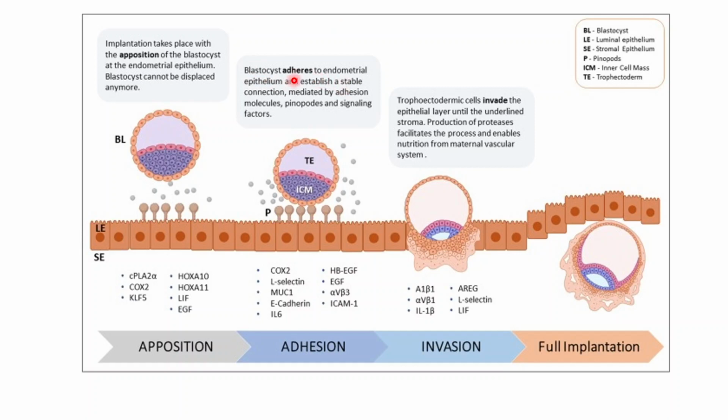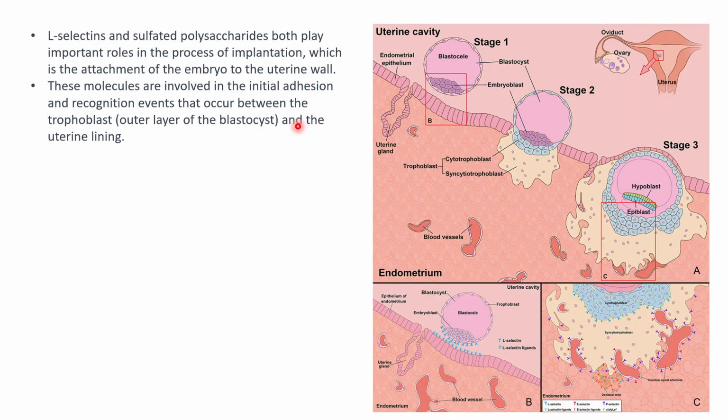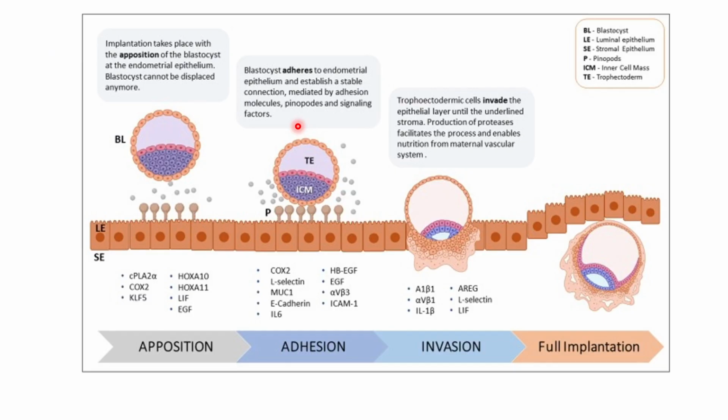The blastocyst adheres to the endometrial epithelium and establishes a stable connection mediated by adhesion molecules, pinopodes and signaling factors. So one of these is L-selectin and its receptors. The other one is sulfated polysaccharides present in the extracellular matrix of the endometrial lining. Trophoectodermic cells invade the epithelial layer until the underlying stroma.